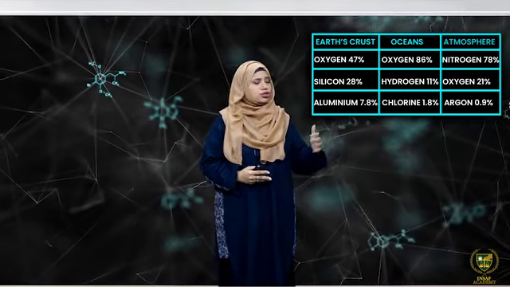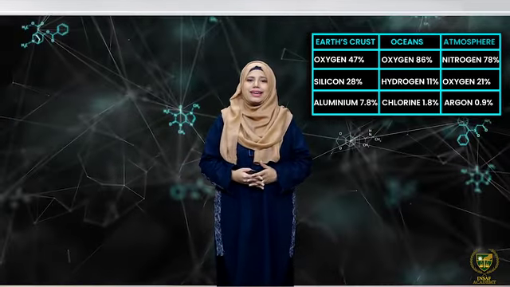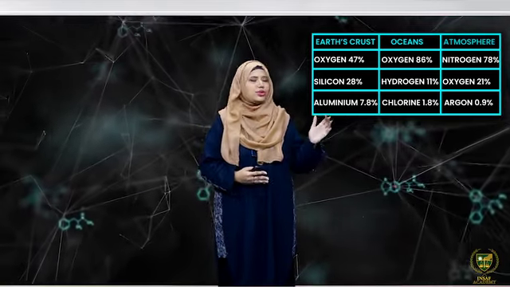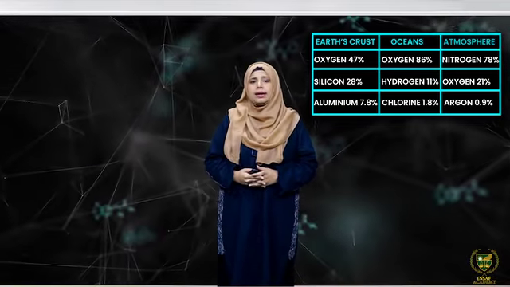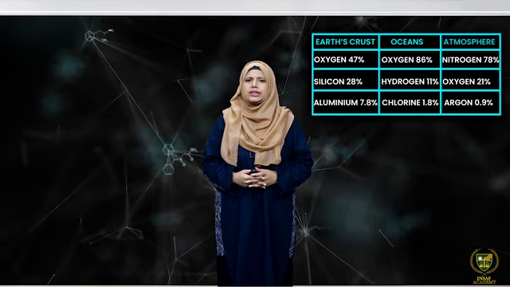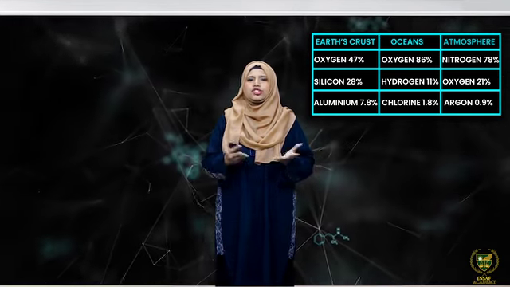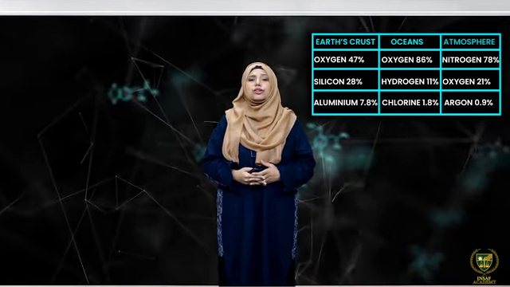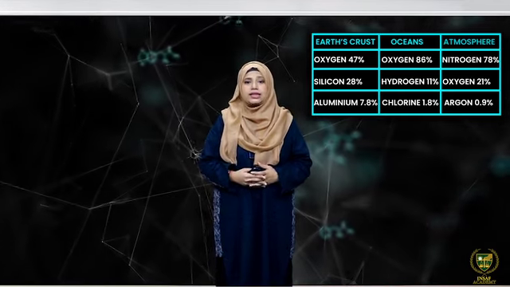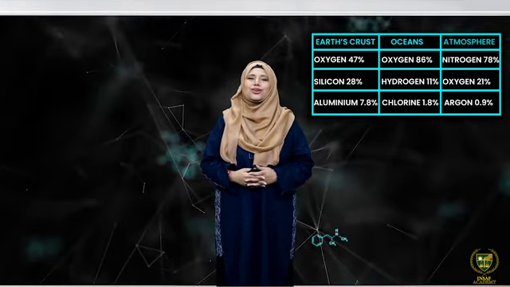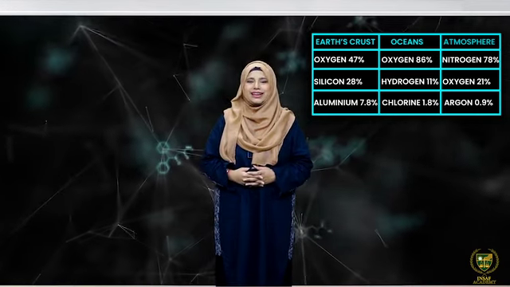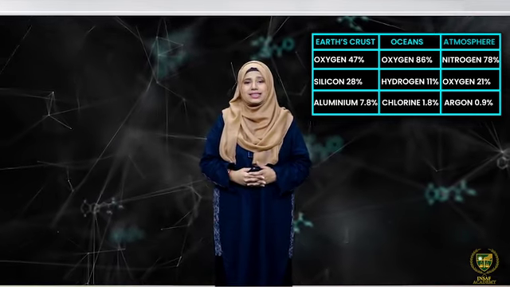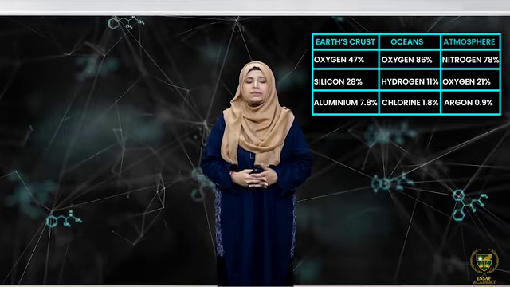If we talk about oceans, the major element of the ocean is oxygen, which is 86%. But if we talk about the atmosphere, you know that atmosphere means the gases and everything, and it is made up of mostly gases. So nitrogen is present at 78%. Yes, it is not oxygen. Maybe you were thinking of oxygen, but no, in the atmosphere, it is nitrogen, which is 78%.